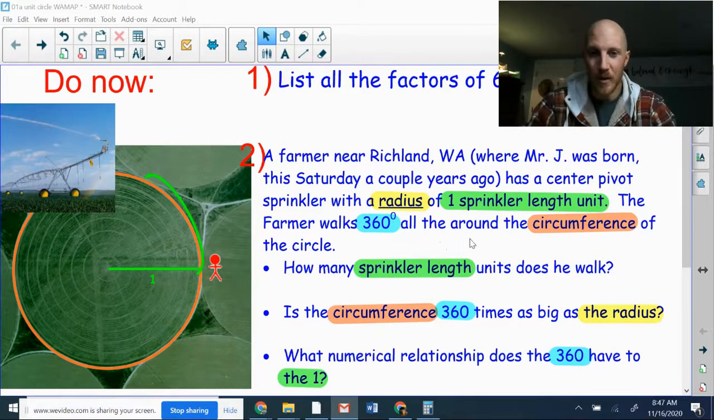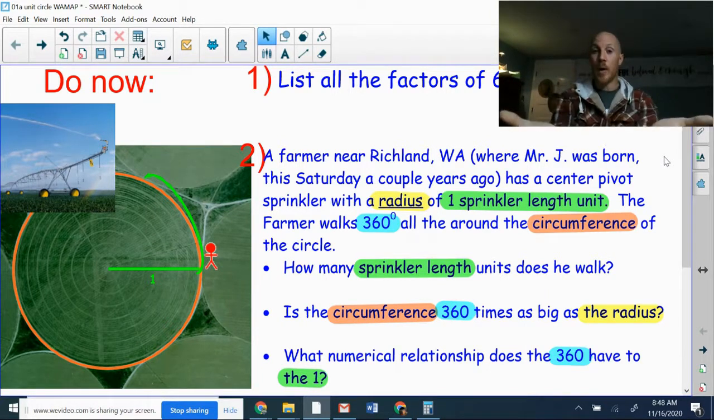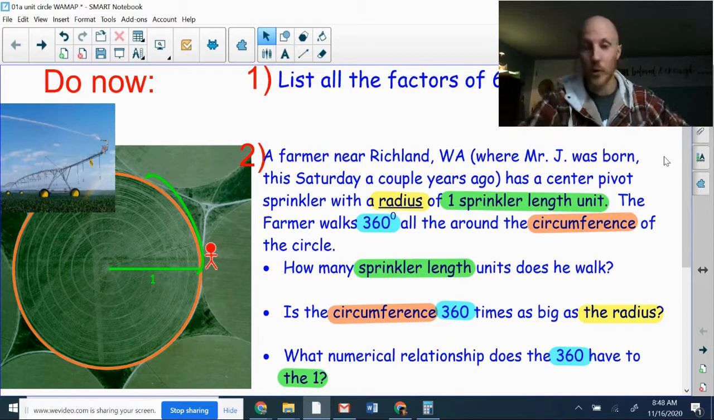All right, the farmer walks 360 degrees all the way. He's gone all the way around the circle and comes back to where he starts, all the way around the circumference. And there are some questions for you to answer. So go ahead and hit pause so you've got answers. I'll be waiting here for you when you're done.